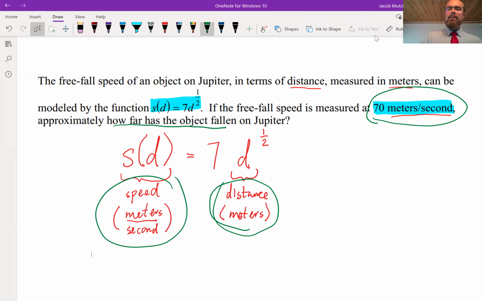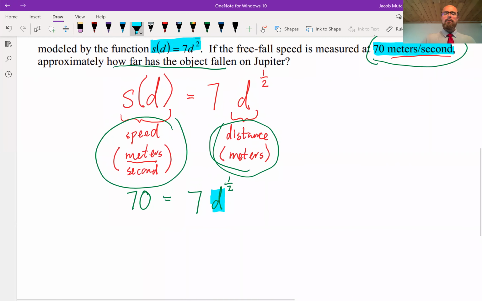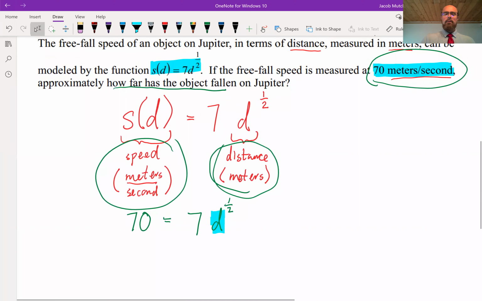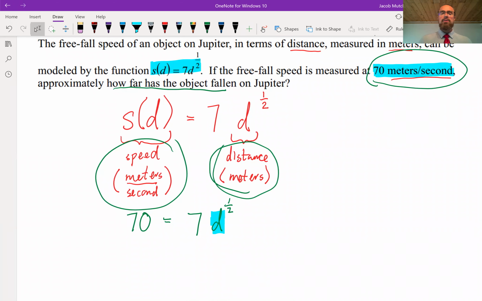So as I rewrite my equation here, I'm going to put the 70 for s of d equals 7, and then I'm going to leave that domain variable d in place. And it turns out that's what I'm wanting to solve for. I want to come up with the value for d. What is the distance when my object has fallen at a speed of 70 meters per second? So again, different from our first example, because that variable I'm replacing in this case is the range, s of d, the function value.